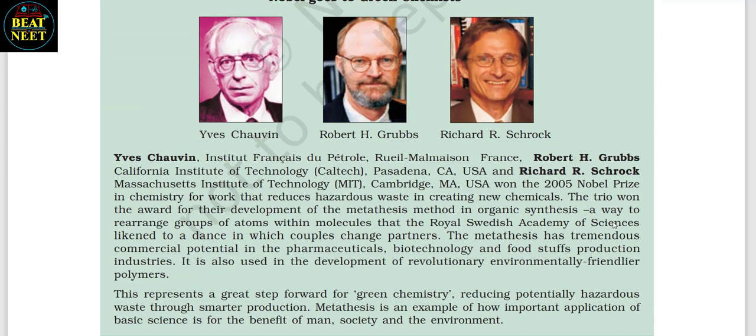Nobel goes to green chemists Yves Chauvin, Robert H. Grubbs, and Richard R. Schrock. Yves Chauvin, Institut Français du Pétrole, Rueil-Malmaison, France; Robert H. Grubbs, California Institute of Technology, Caltech, Pasadena, CA, USA; and Richard R. Schrock, Massachusetts Institute of Technology, Cambridge, MA, USA, won the 2005 Nobel Prize in Chemistry for work that reduced hazardous waste in creating new chemicals.